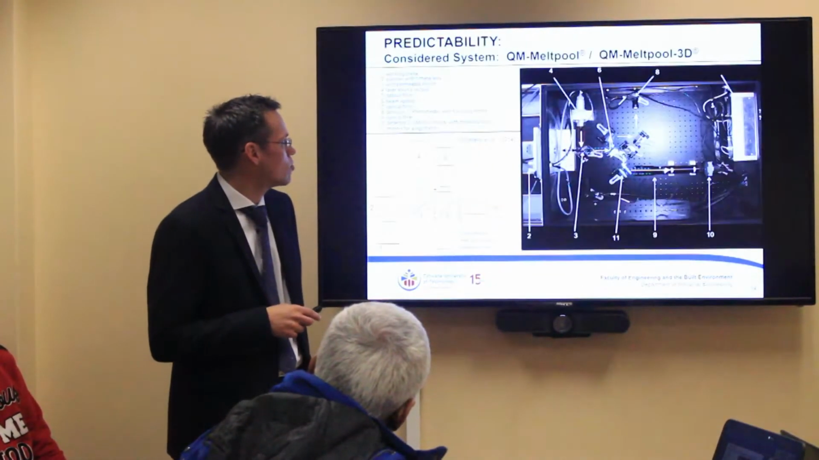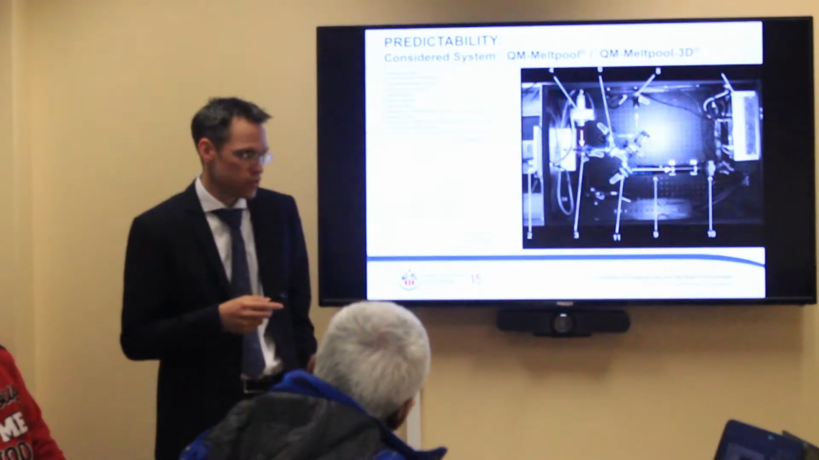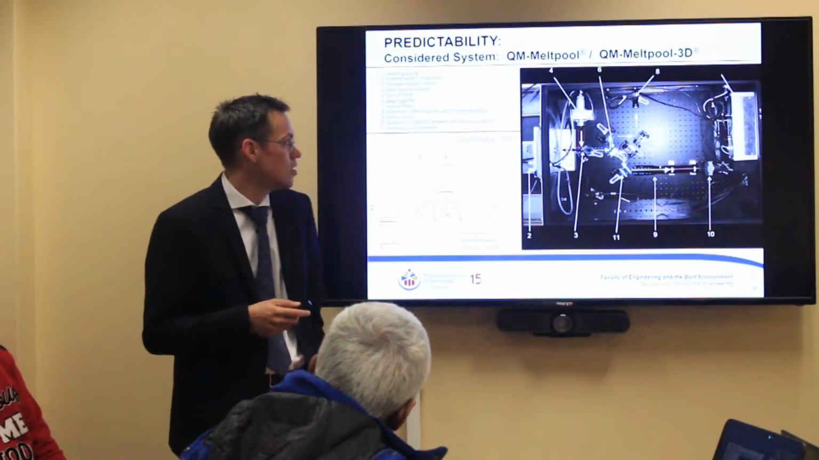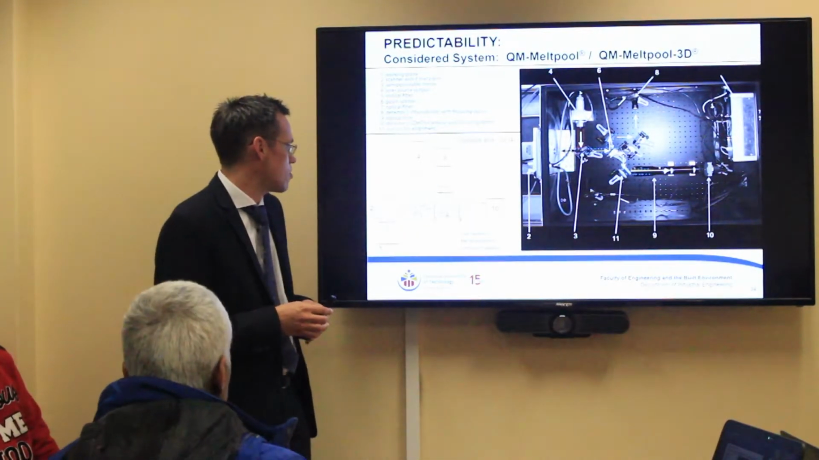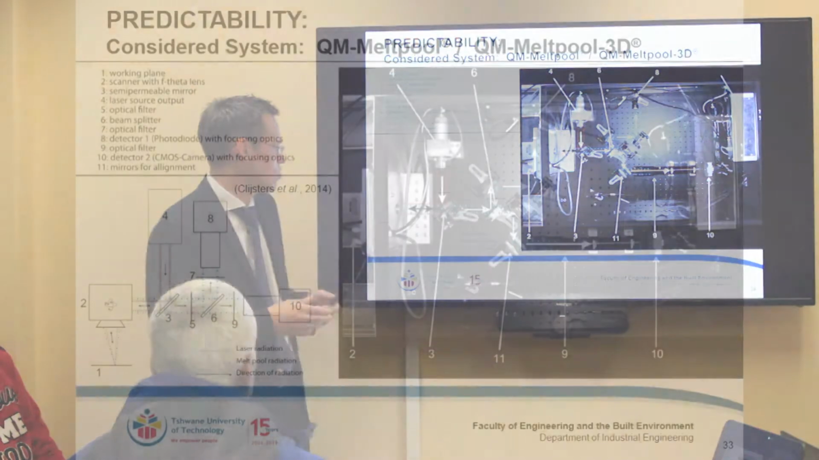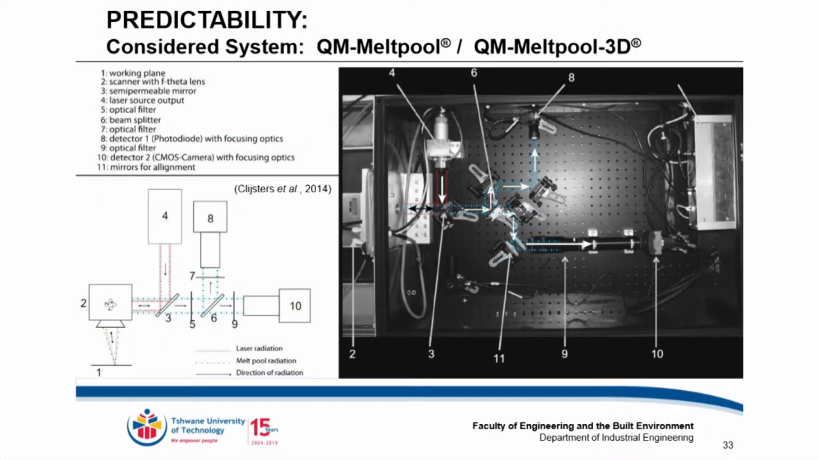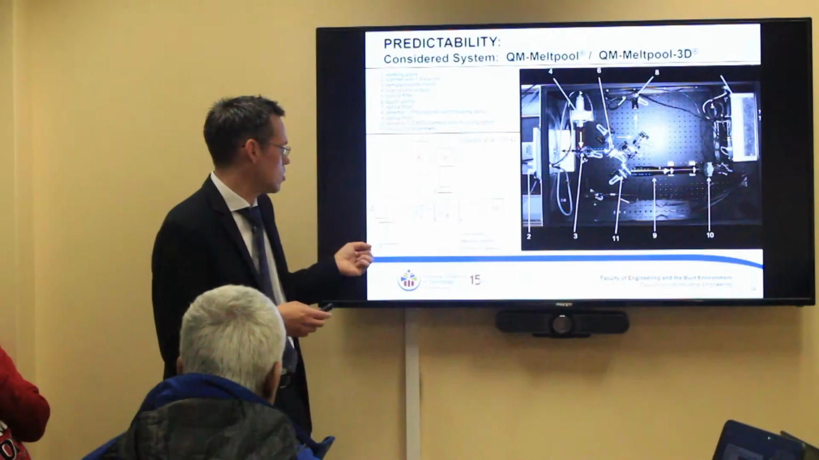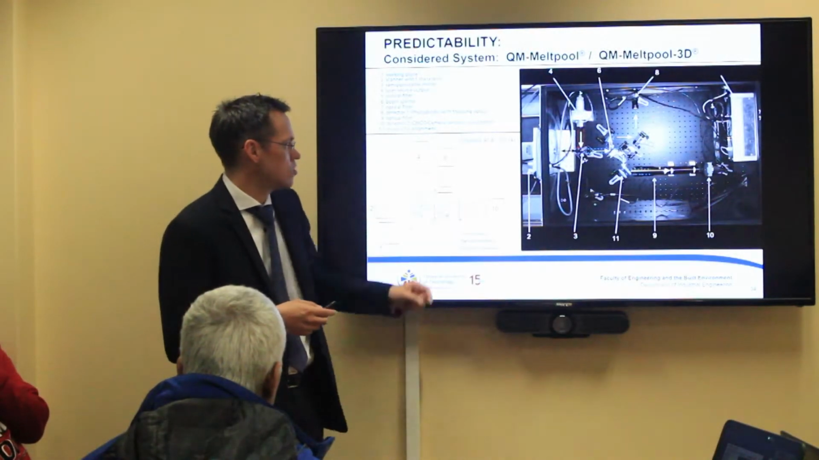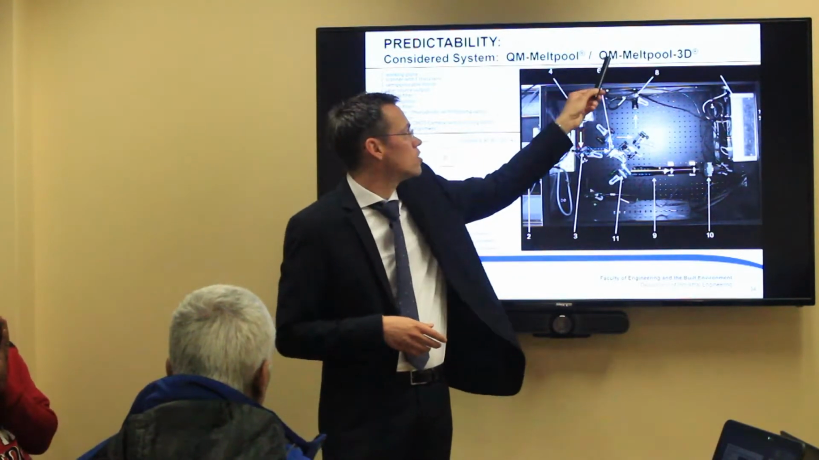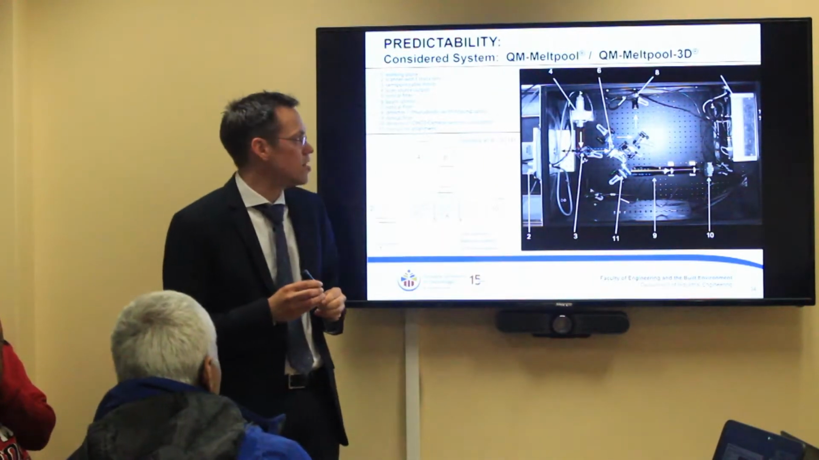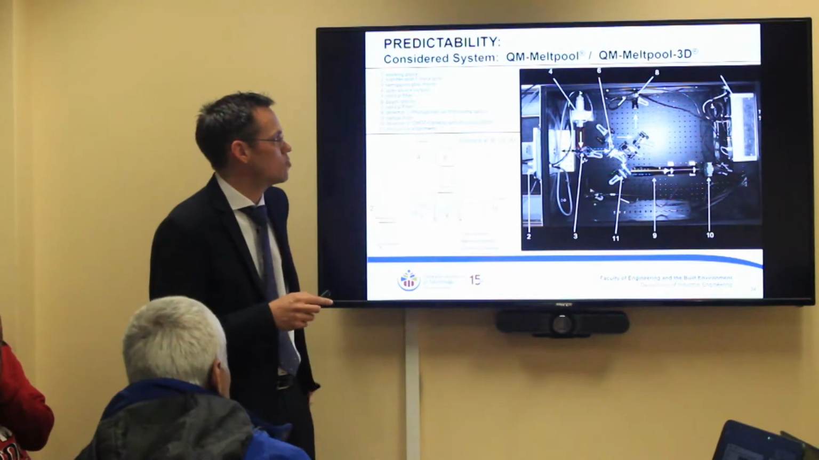And so one approach was the usage of so-called process monitoring data, which is acquired through photodiodes and high-speed cameras, which are installed coaxially to the optical paths. Basically, the process refulgence, once the laser interacts with the powder material, is guided through those sensors, and there are two systems which give you certain data. The one is called QML pool, and the other one is called QML pool 3D.